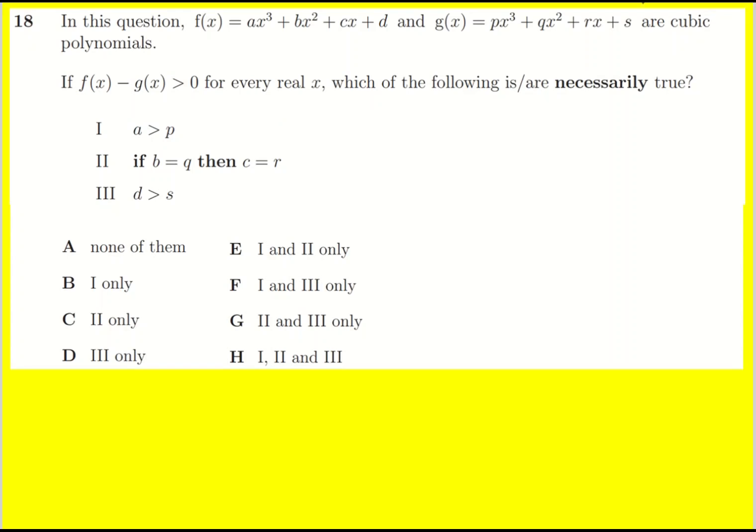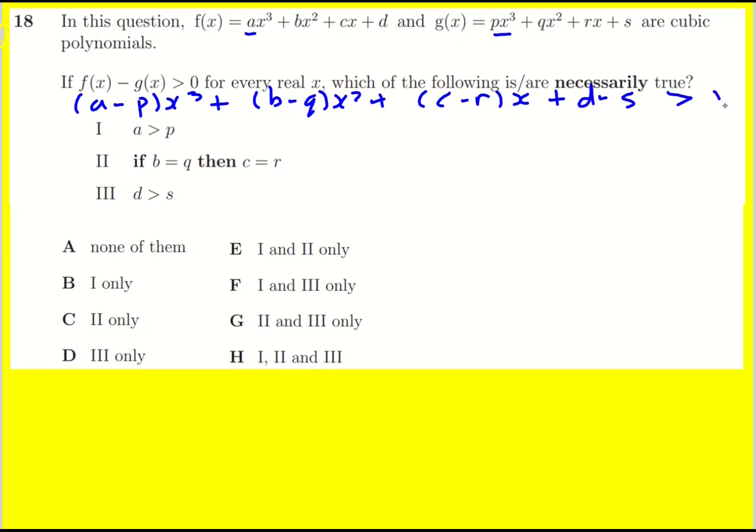Given these two cubic functions, and we're told that f of x minus g of x is greater than 0 for every real x. So let's go ahead and calculate that, and I can just subtract them in pairs and factorize things out. So it must be that (a minus p) x cubed plus (b minus q) x squared plus (c minus r) x plus (d minus s) is greater than 0.